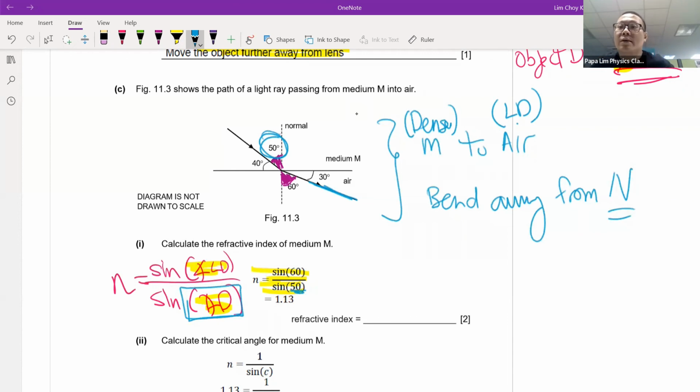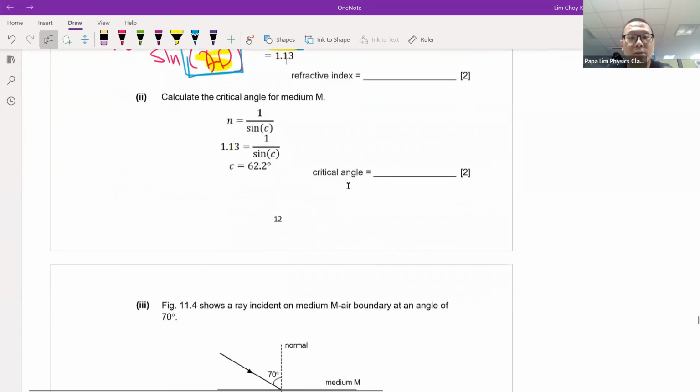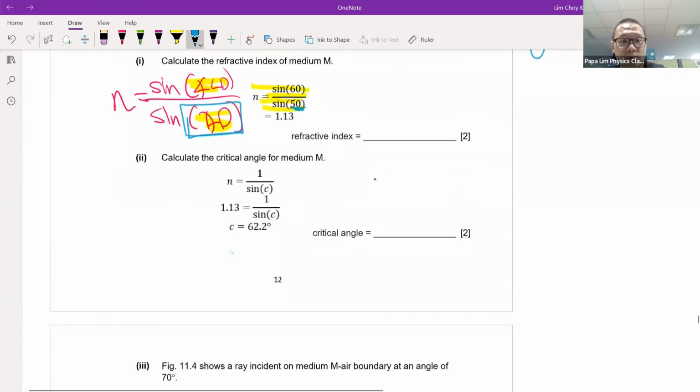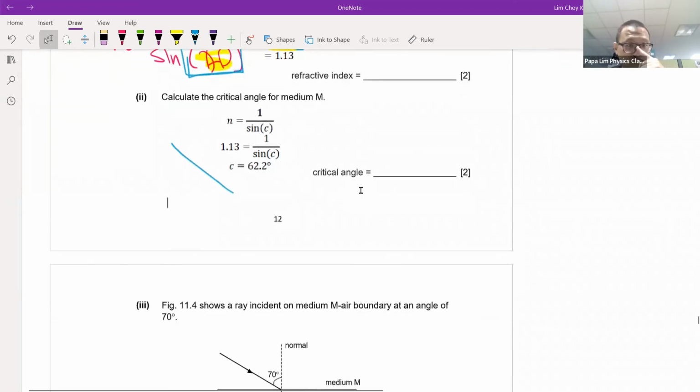Knowing where the angle is is not good enough, you still need to know how the rays behave. From these two things coupled together, you'll be able to deduce which angle is at the numerator and which angle is at the denominator. Then after that, the question proceeds on to calculating the critical angles, etc. I will not dwell too much, it's a standard answer, standard working.